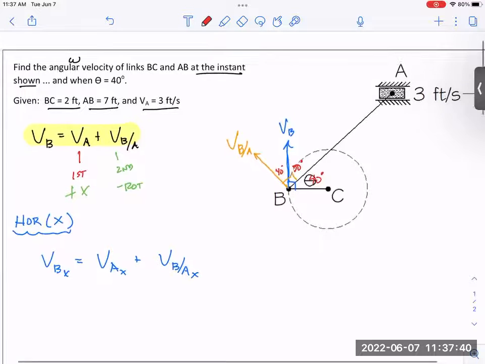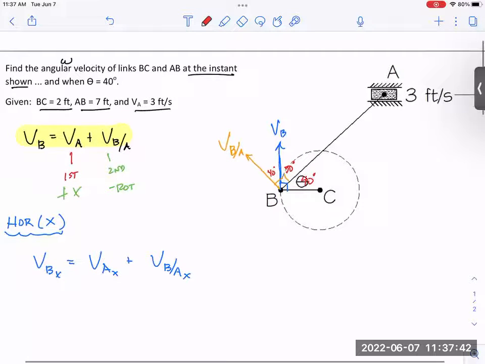So take a look at the things that we know. Now I want you to stare at those blue equations, if you will. Velocity of BX, velocity of AX. Do I know any of those? Any of them?